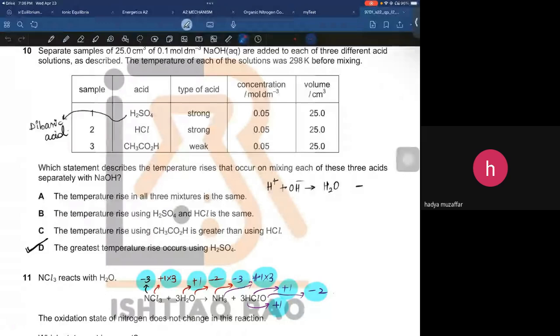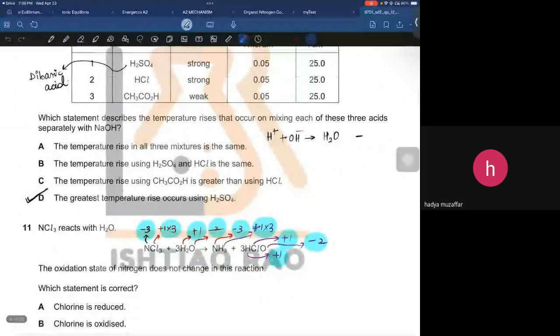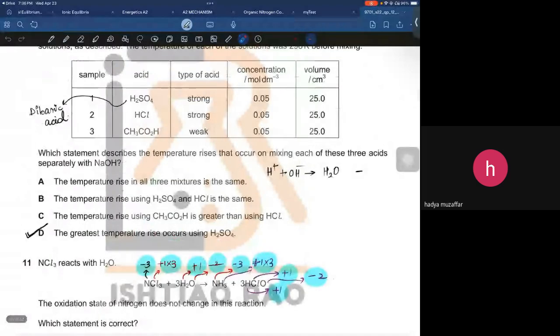Okay. So they say the temperature rise in all three mixtures is the same. No, no. You know why? Unless the concentration and the volume are the same. But sulfuric acid, it has an ability to donate two protons, right? So, of course, it would be releasing more energy.